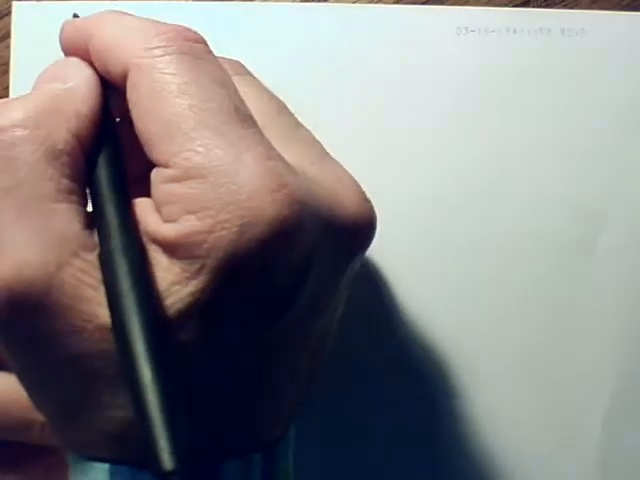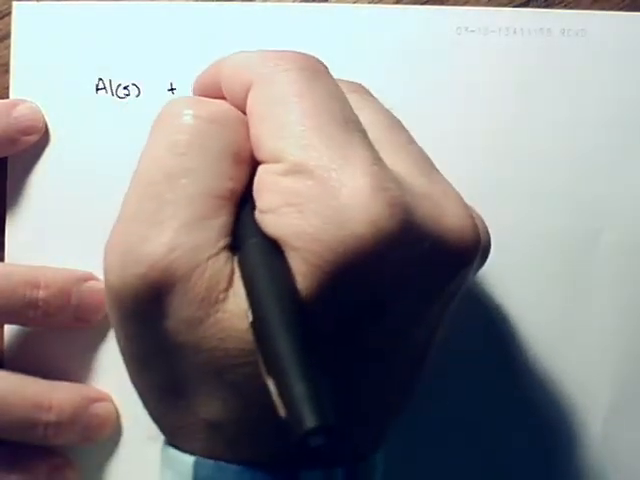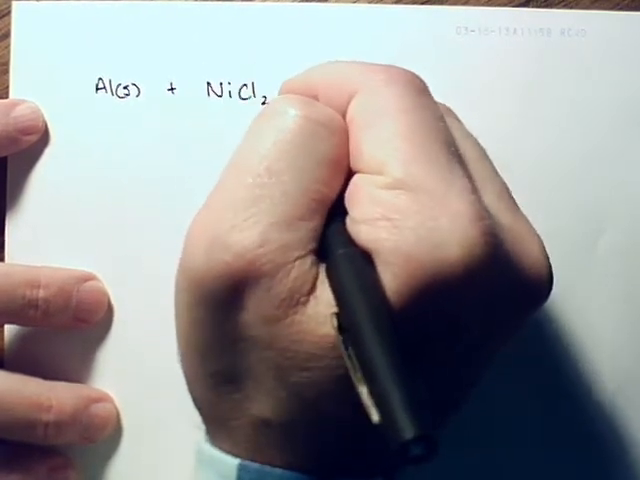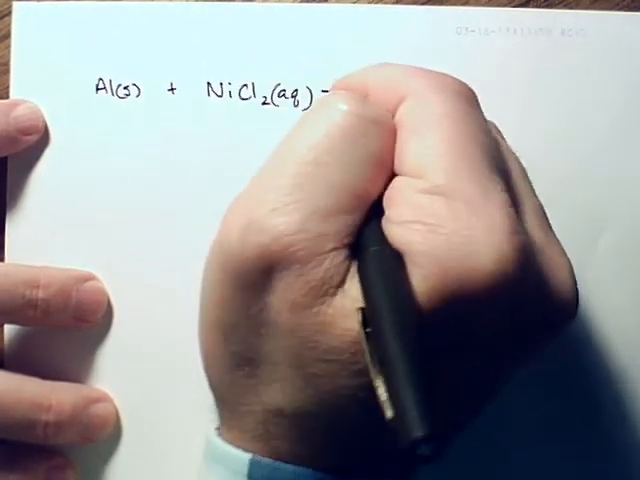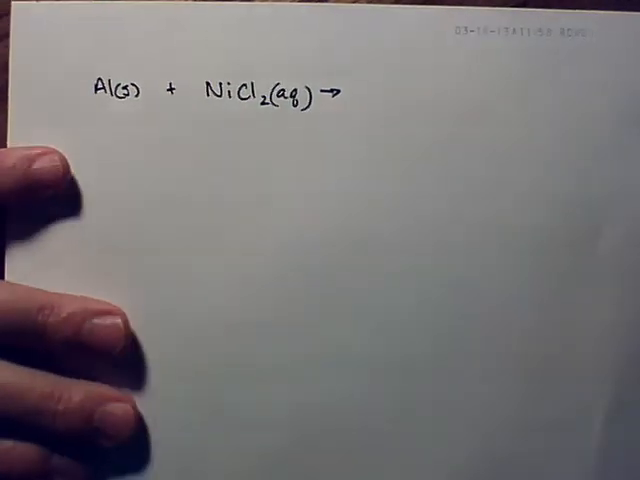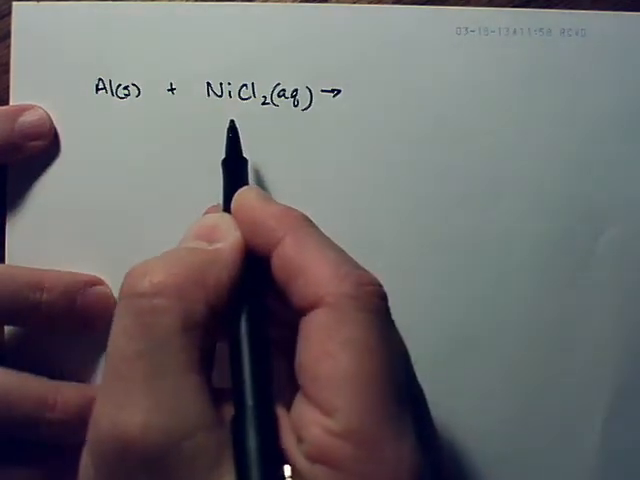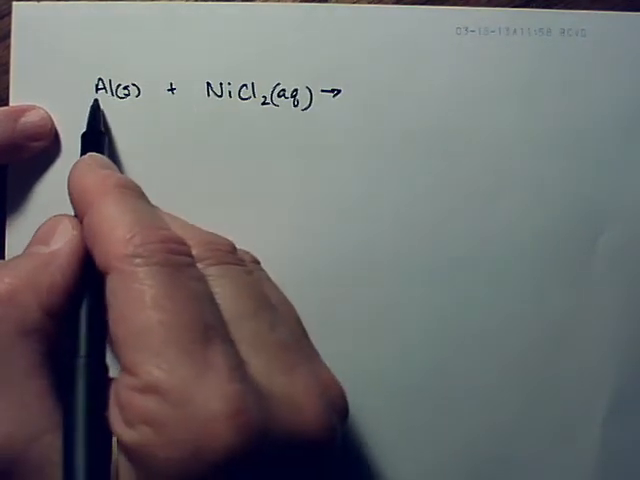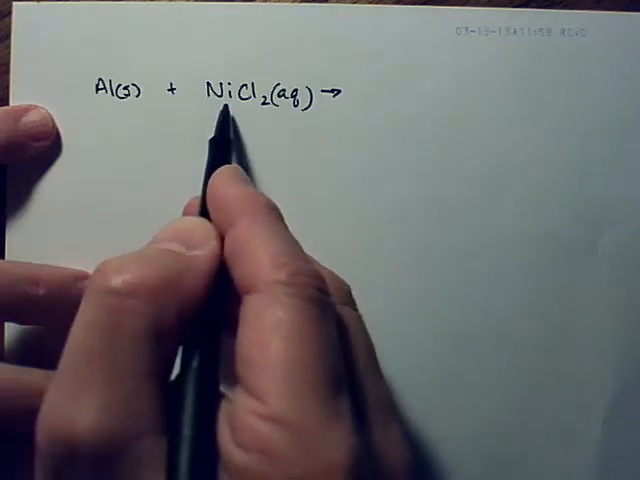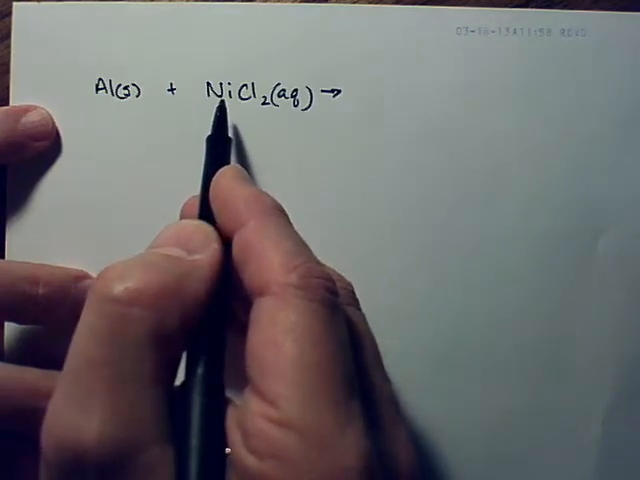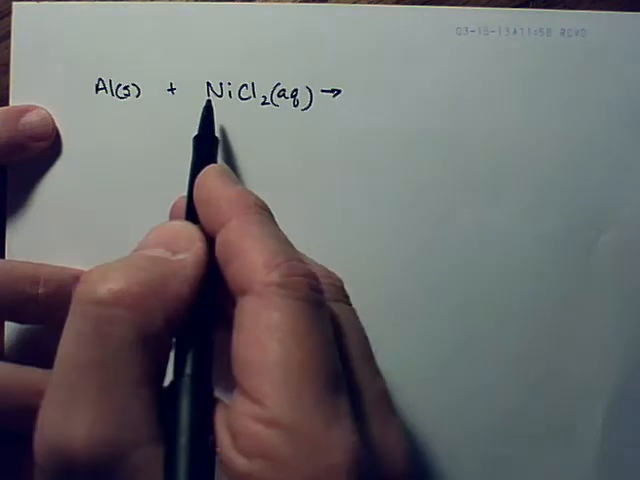So here's a single replacement reaction. If we're going to write the products of this reaction, first of all, we need to know if there's a driving force for this reaction. So we need to know on the activity series, is aluminum higher than nickel, or on the standard reduction potentials list, is aluminum lower than nickel.